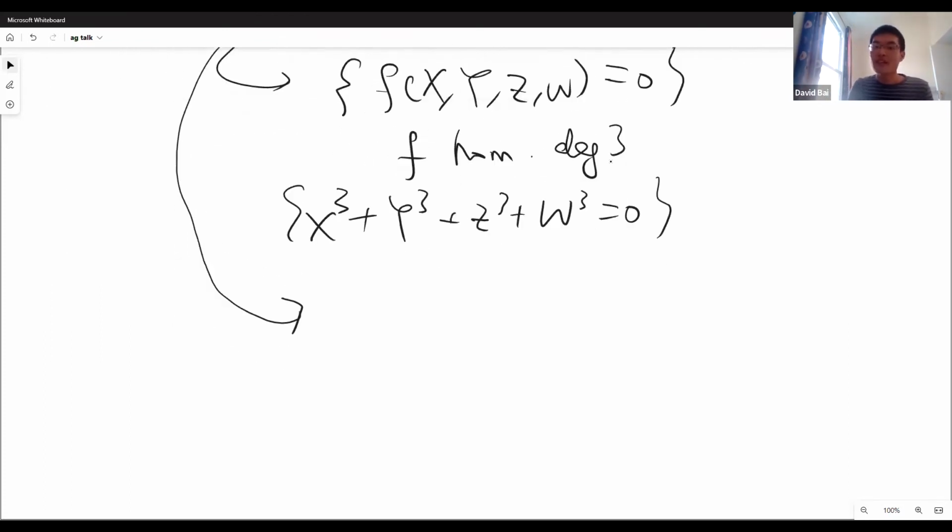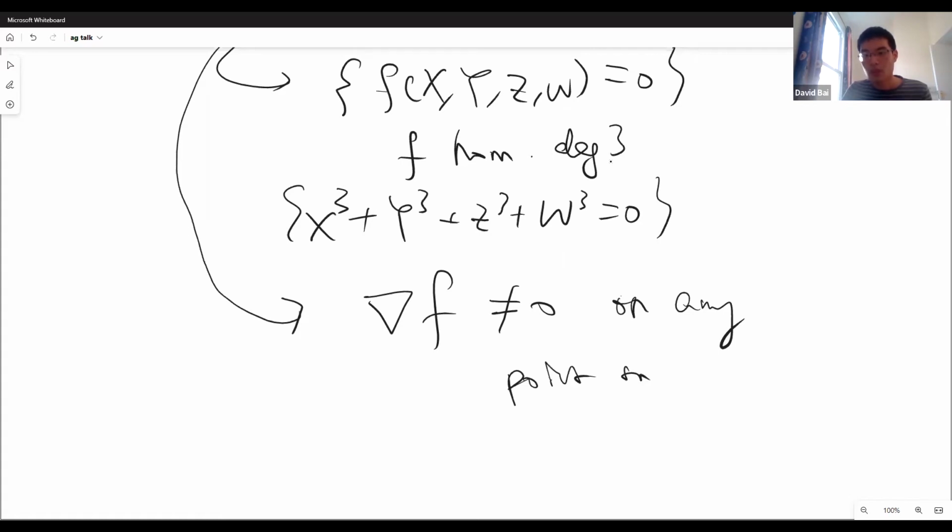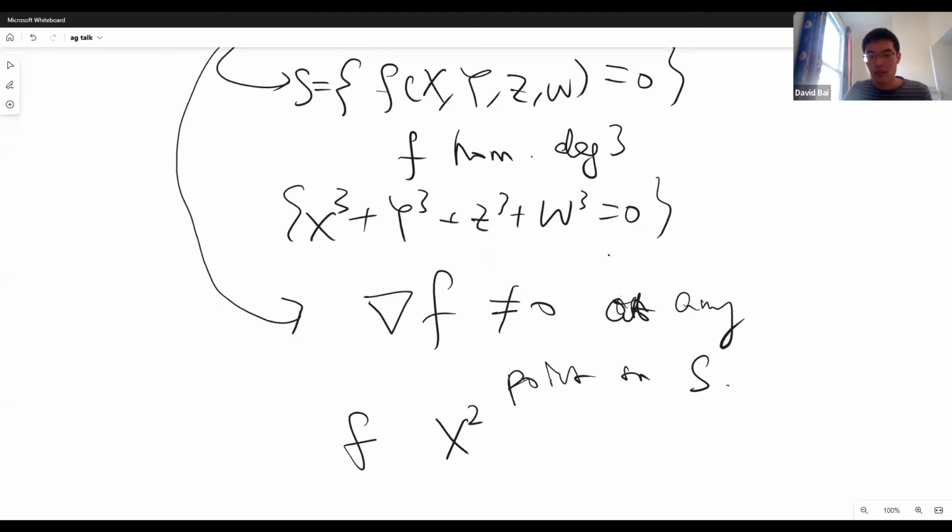But in this case, if I only care about cubic surfaces, I can say this just means that the partial derivatives, I'll write gradient, the partial derivatives don't all vanish at any point on, let's call this S, at any point on S. So just to give an example of a surface that's not smooth, if I take S, just f equals x squared y, then this won't be smooth because this is 0 at 0, 0, 0, 1.